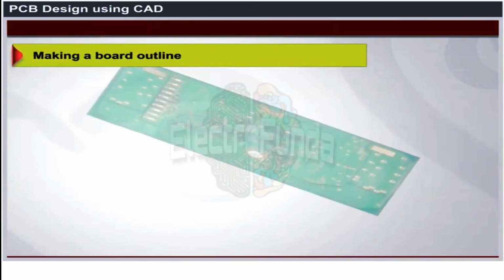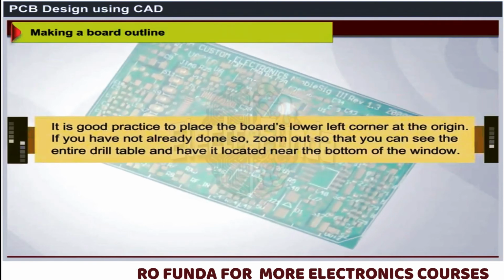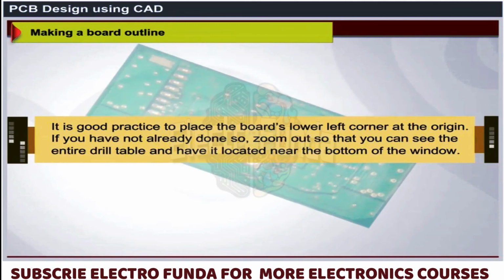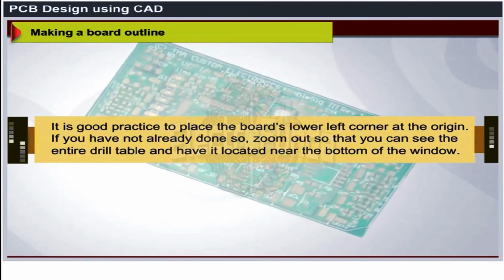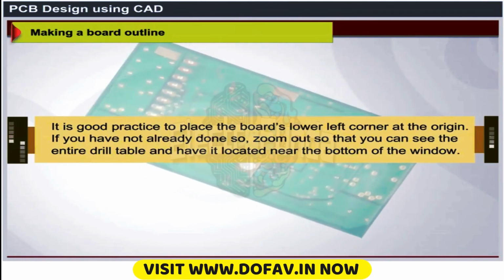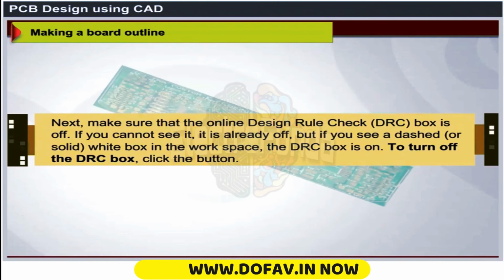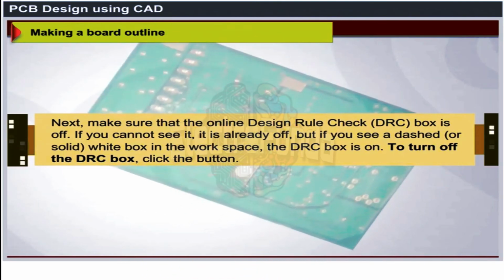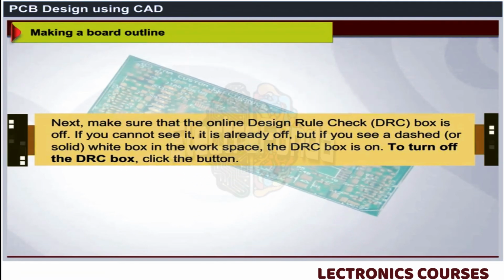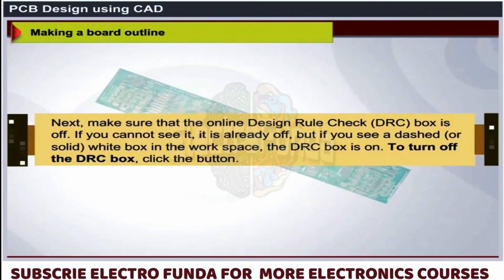Making a board outline. It is a good practice to place the board's lower left corner at the origin. If you have not already done so, zoom out so that you can see the entire drill table and have it located near the bottom of the window. Next, make sure that the Online Design Rule Check DRC box is off. If you do not see it, it is already off, but if you see a dashed or solid white box in the workspace, the DRC box is on.